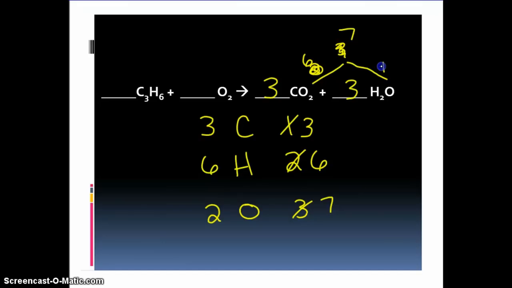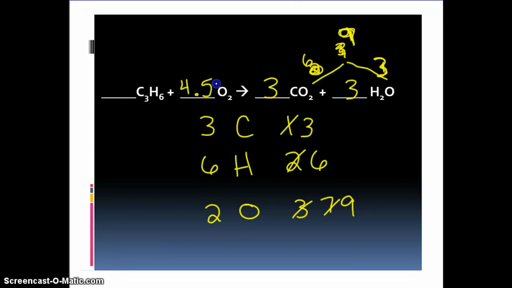Now we've got 3 O's right there, and then 3 times 2 is 6 right there. 6 plus 3 is 9. Okay? Now, here's where it gets a little funky, right? What times 2 gives us 9? 4 1/2. Okay? Here's the issue.